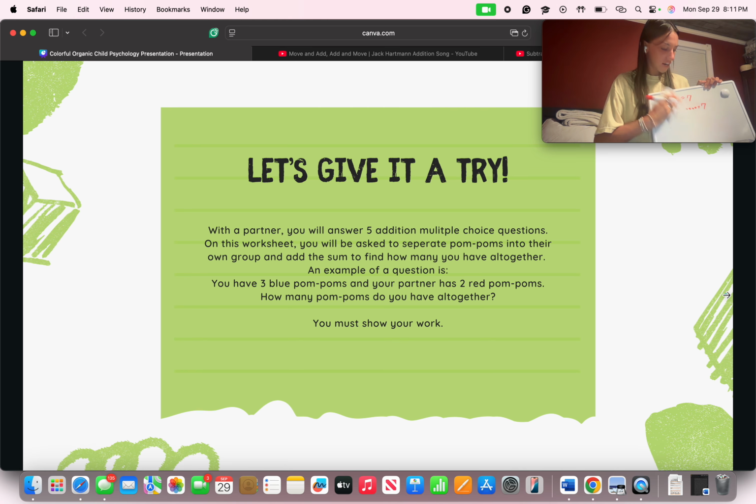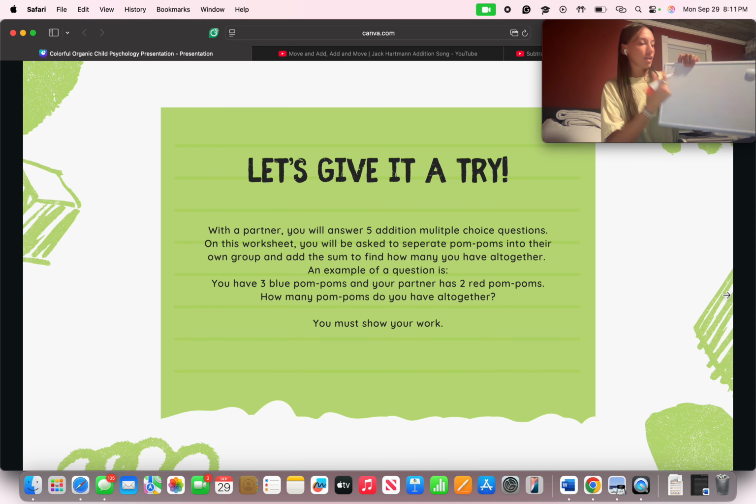Now let's give it a try. With a partner, you will answer 5 addition multiple choice questions on a worksheet. You'll be asked to separate pom-poms into their own group and add the sum to find how many you have altogether. An example of this is you have 3 blue pom-poms and your partner has 2 red pom-poms. How many pom-poms do you have altogether?